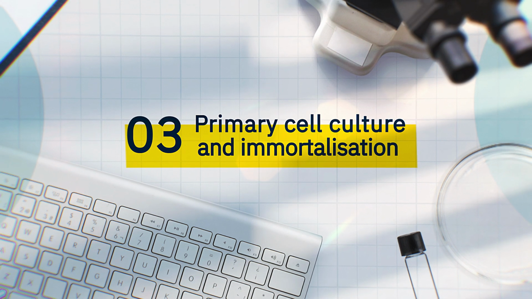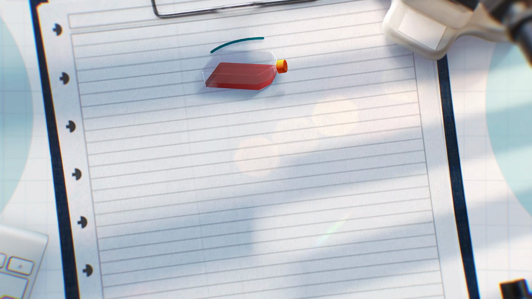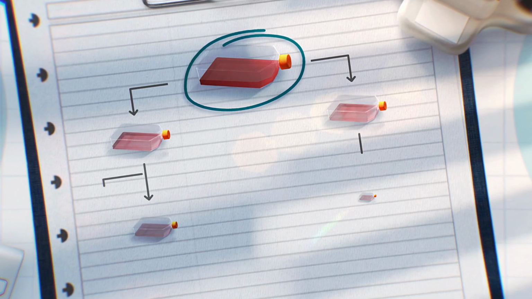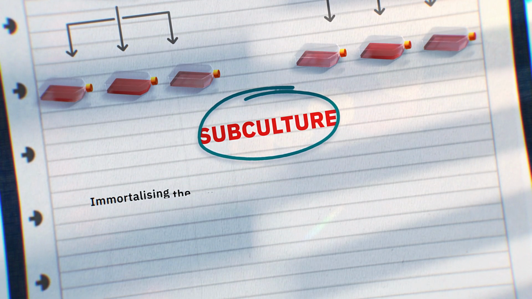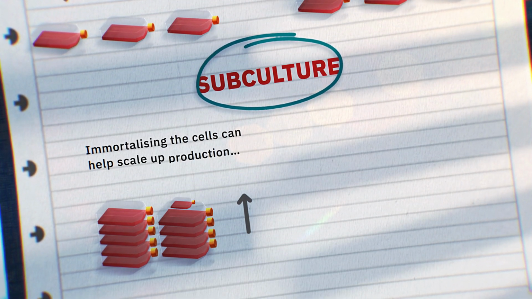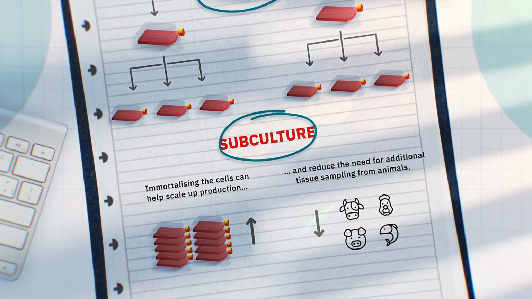Primary cell culture and immortalization. Once the cells cover the surface of the culture flasks, they are detached, split, and transferred into new flasks in a procedure called subculturing or passaging. Cycles of subculturing are repeated until a sufficient number of cells is reached.